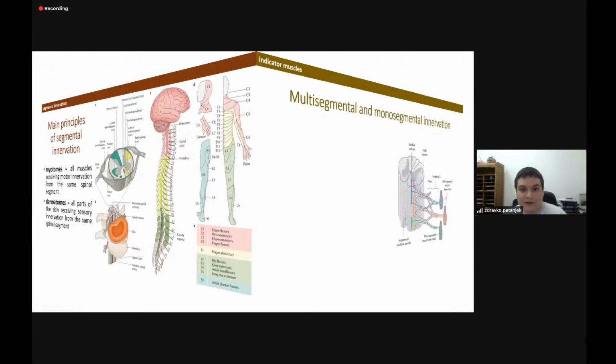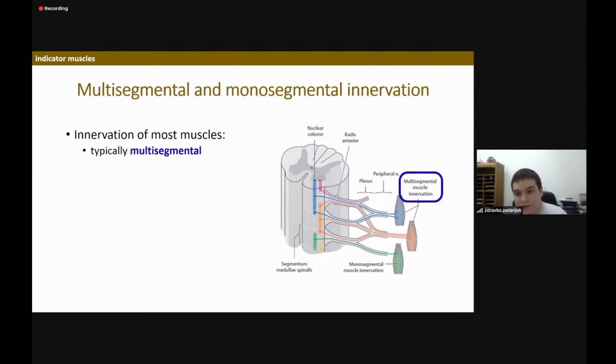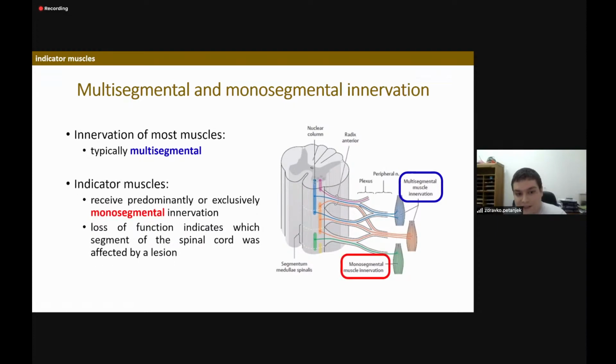Following up with the segmental innervation, we have the concept of multisegmental and monosegmental innervation of the skeletal muscles. Typically, most muscles receive innervation from several spinal segments, and therefore, we call this type of innervation multisegmental. However, there are some muscles that receive either predominantly or even exclusively innervation from one segment. We call this monosegmental innervation.